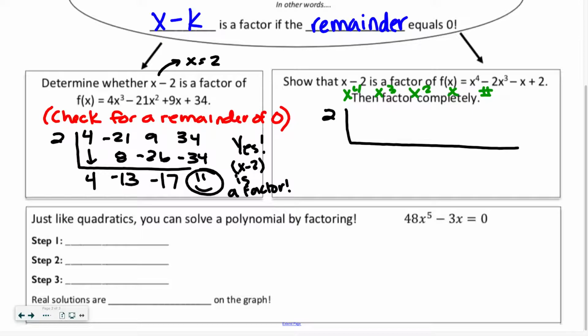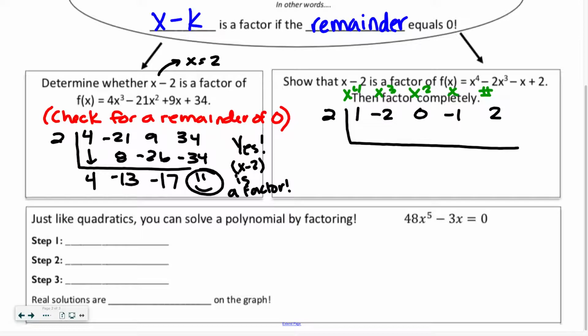Because that polynomial f of x was quartic, fourth degree, I have to have a term for every possible x term: x to the fourth, x cubed, x squared, x, and a number. Do you notice which term you're missing? x squared, so you've got to put a 0 there. So we'll have 1, -2, 0, -1, +2.